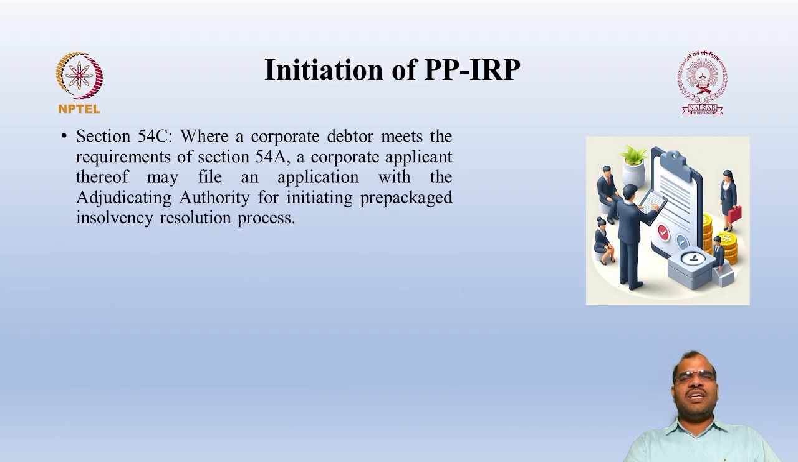Then let us discuss initiation of PP-IRP. Section 54C: where the corporate debtor meets the requirement under section 54A. As we have already discussed the requirements, it should be an MSME. The triggering point is 10 lakh rupees. Like that we have discussed the eligibility criteria. Where the corporate debtor meets the requirement under section 54A, a corporate applicant thereof may file an application with the adjudicating authority for initiating the pre-packaged insolvency resolution process.